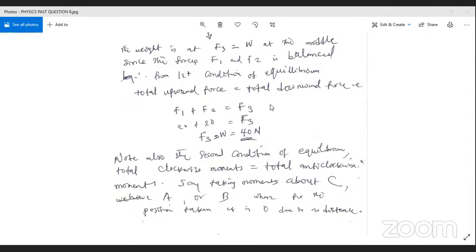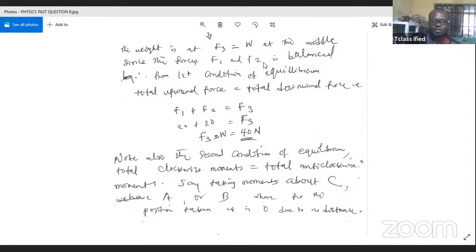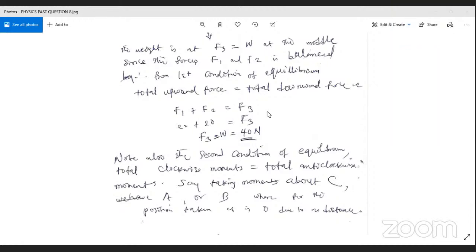Okay, but take note of the two conditions necessary for equilibrium to happen. Can you state those two conditions now? Yes. Okay, so let's move forward.